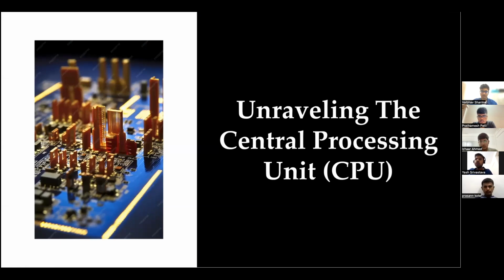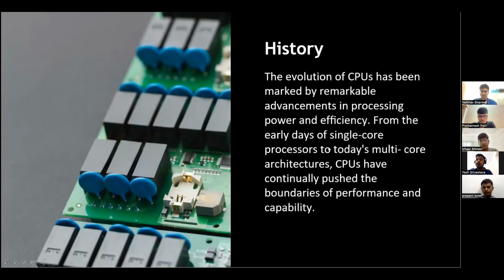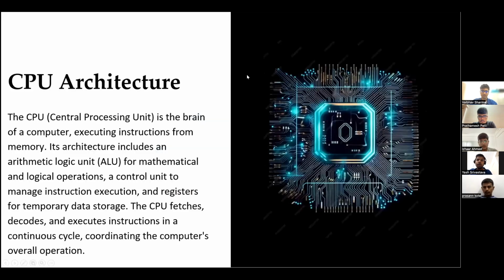History. The evolution of CPUs has been marked by remarkable advancements in processing power and efficiency. From the early days of single-core processors to today's multi-core architectures, CPUs have continually pushed the boundaries of performance and capability.